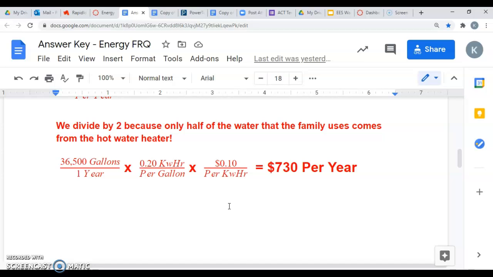But that's this question. Again, very similar on your FRQ on your test next week, but if you have any questions, let me know, and we'll just keep on practicing.